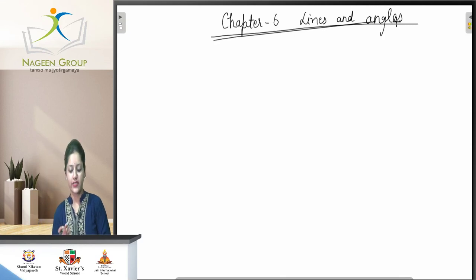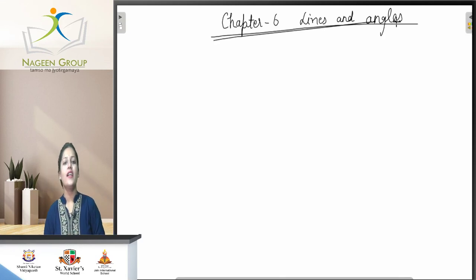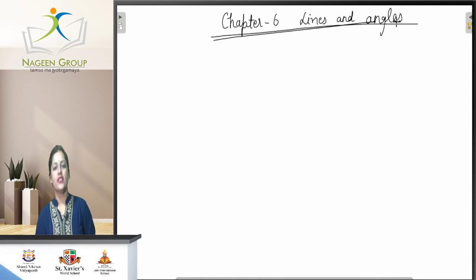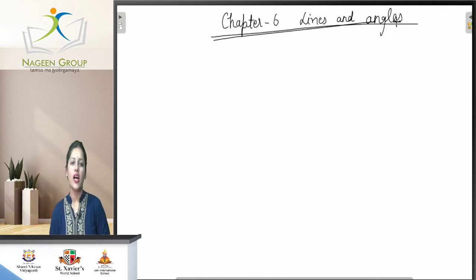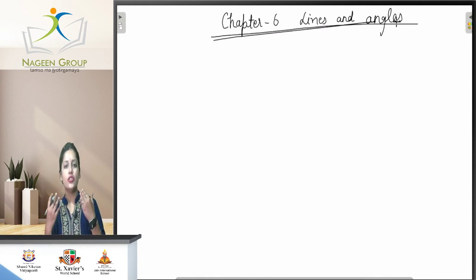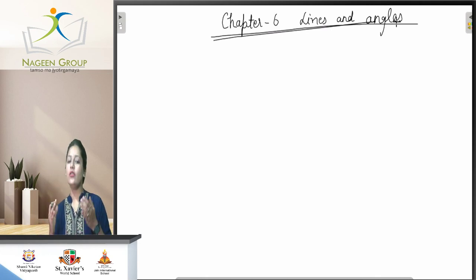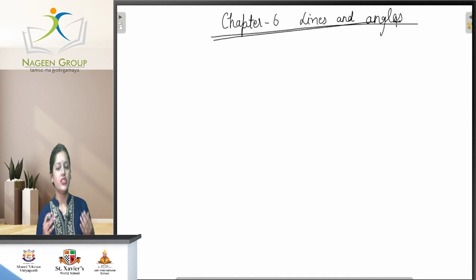Hello everyone. Today we are going to start our chapter 6, that is lines and angles. This is our first class, an introduction class in which I am here only to introduce some basic knowledge about lines and angles. The title has two words, first is line and second is angles. So let us study this chapter.